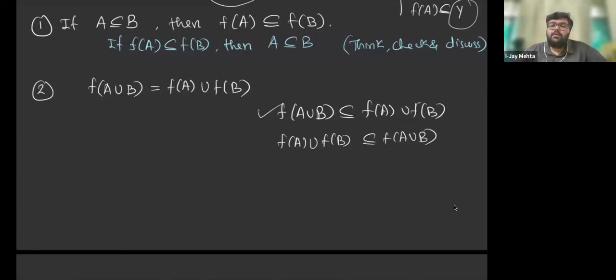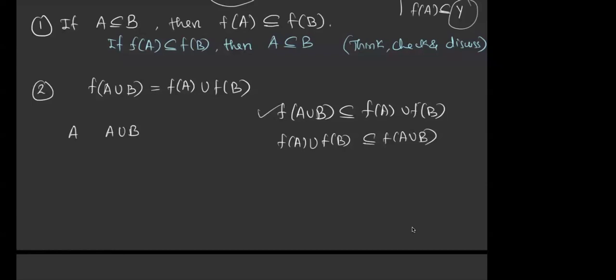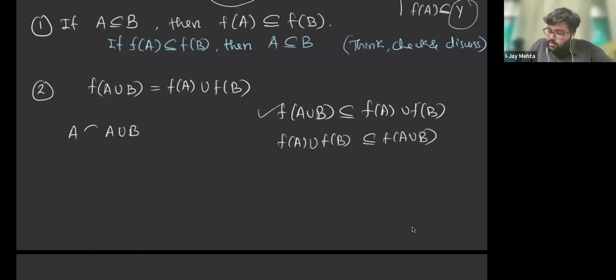So what is the relation between A and A union B? Pritika, can you tell? So A is a subset of A union B, right? We have done this. X in A, but what does this mean? X in A or X in B? But X is already in A, so it is in the union. So if A is a subset of A union B, what can we say if we apply f?